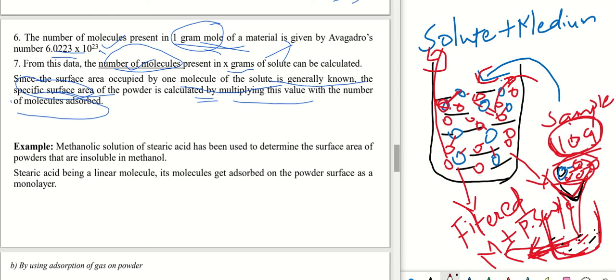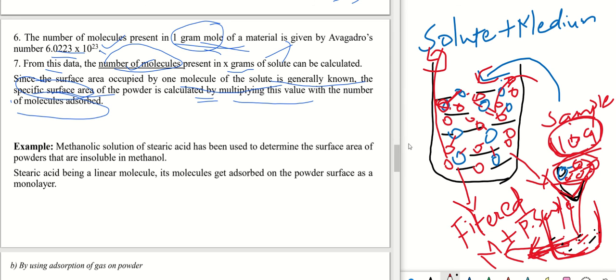Surface area and specific surface area are differentiated like this: surface area is the surface area of a particle, whereas specific surface area is the effective surface area that undergoes adsorption, that is ready to undergo some reactivity with other molecules, other particle surfaces. That is known as specific surface area. So the specific surface area is calculated by multiplying this surface area value by the number of molecules adsorbed.